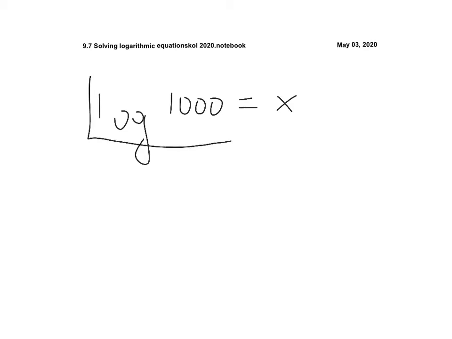Technically, if you type this in your calculator, and please do this, just please type log 1000. Take a minute, do it. Okay, and I'll do it on my own as well, even though I know the answer. Log 1000, and the answer is 3. Okay, the answer to this problem is 3, so x equals 3.